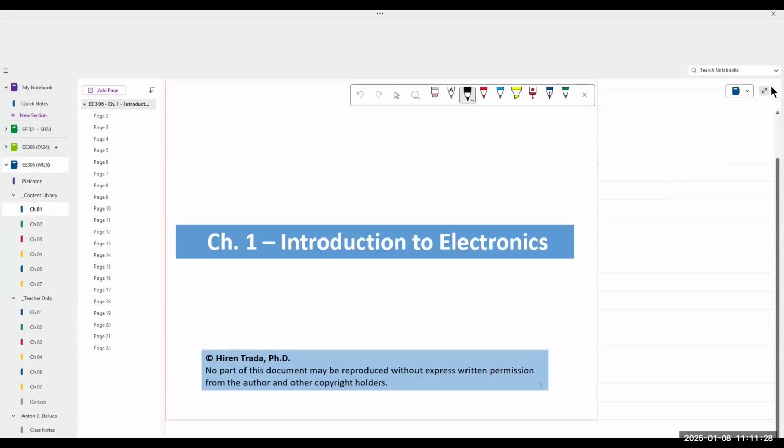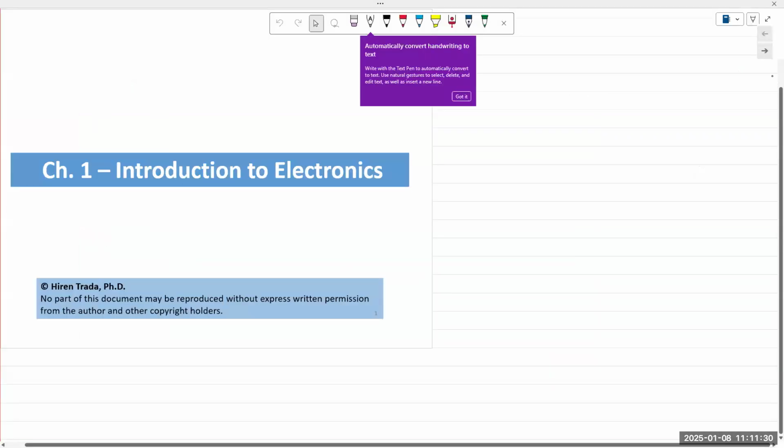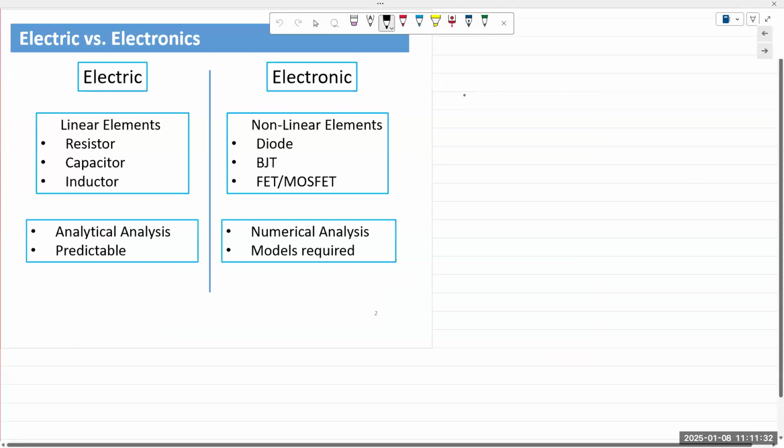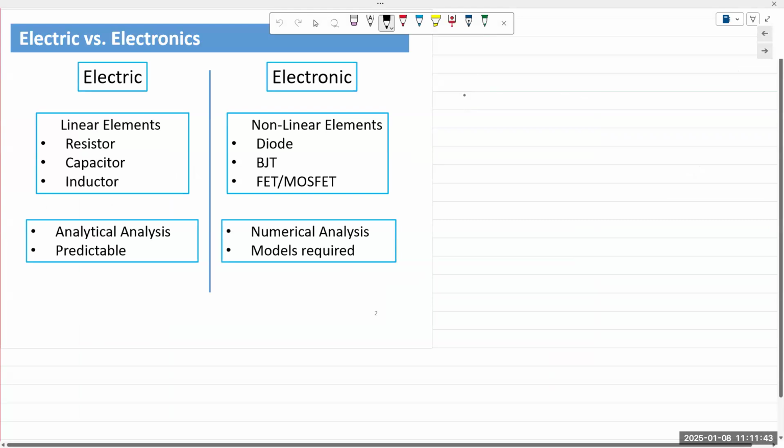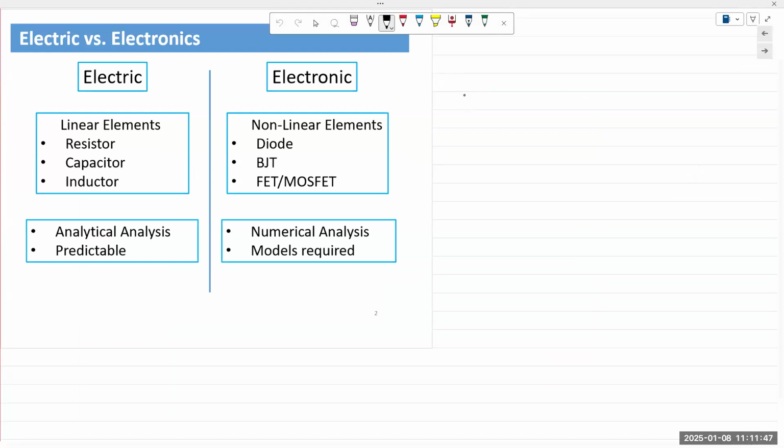There we go. Introduction to electronics. Okay, so primary differences. So far, you have learned about electric circuit analysis, right? So what's the difference between electric and electronic? Electric circuits mostly comprise linear elements. The three most important ones that you've dealt with are resistors, inductors, and capacitors, right?